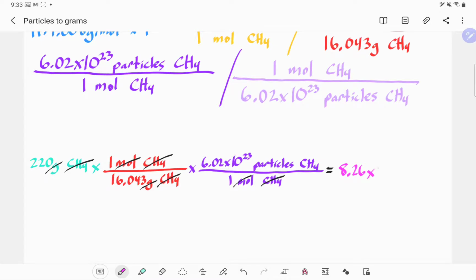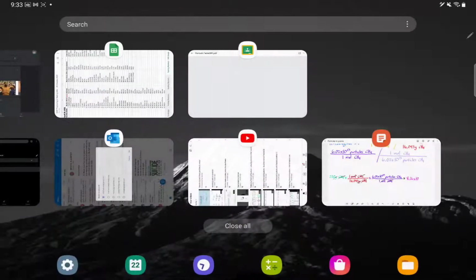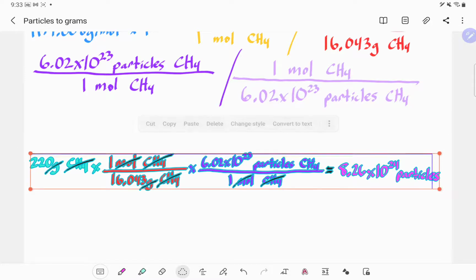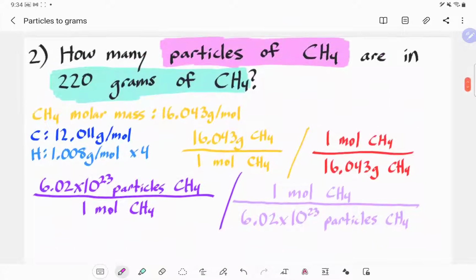8.26 times 10 to the 24th particles of CH4. So we have 8.26 times 10 to the 24th particles of CH4. Now we have our answer in particles, so we are done. We got the final answer here.